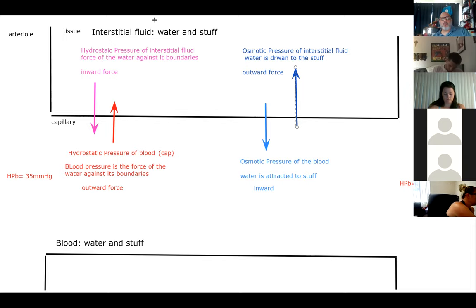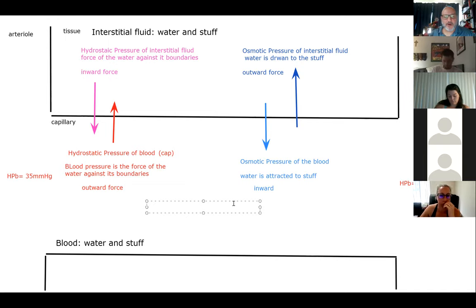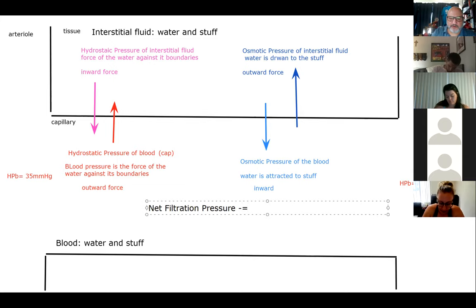Notice we have these four forces: two inward, two outward, two hydrostatic, two osmotic. And collectively, when we take all of these together, what we can determine is our net filtration pressure. And this net filtration pressure is going to help us determine if our water and stuff move out or in to the capillary.